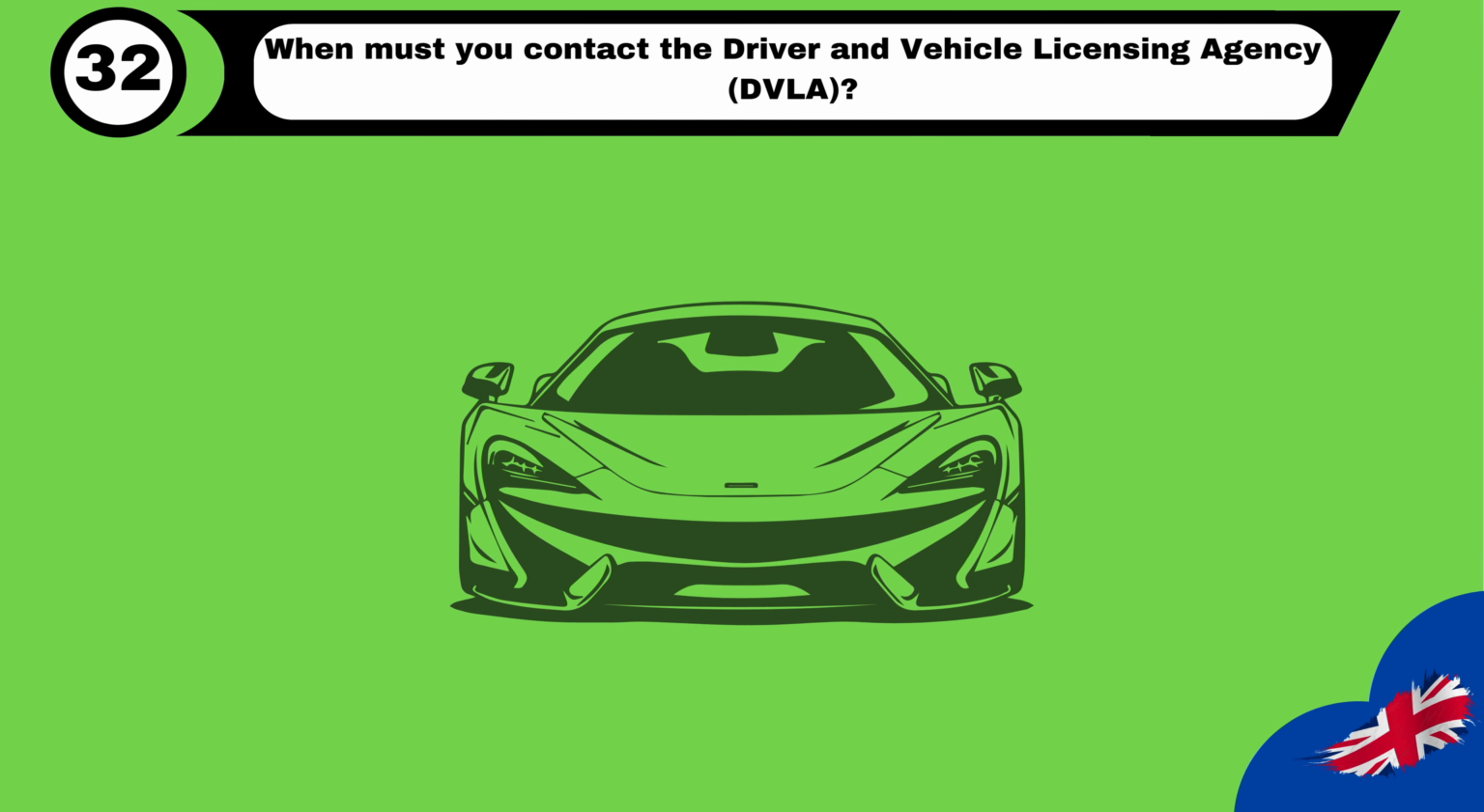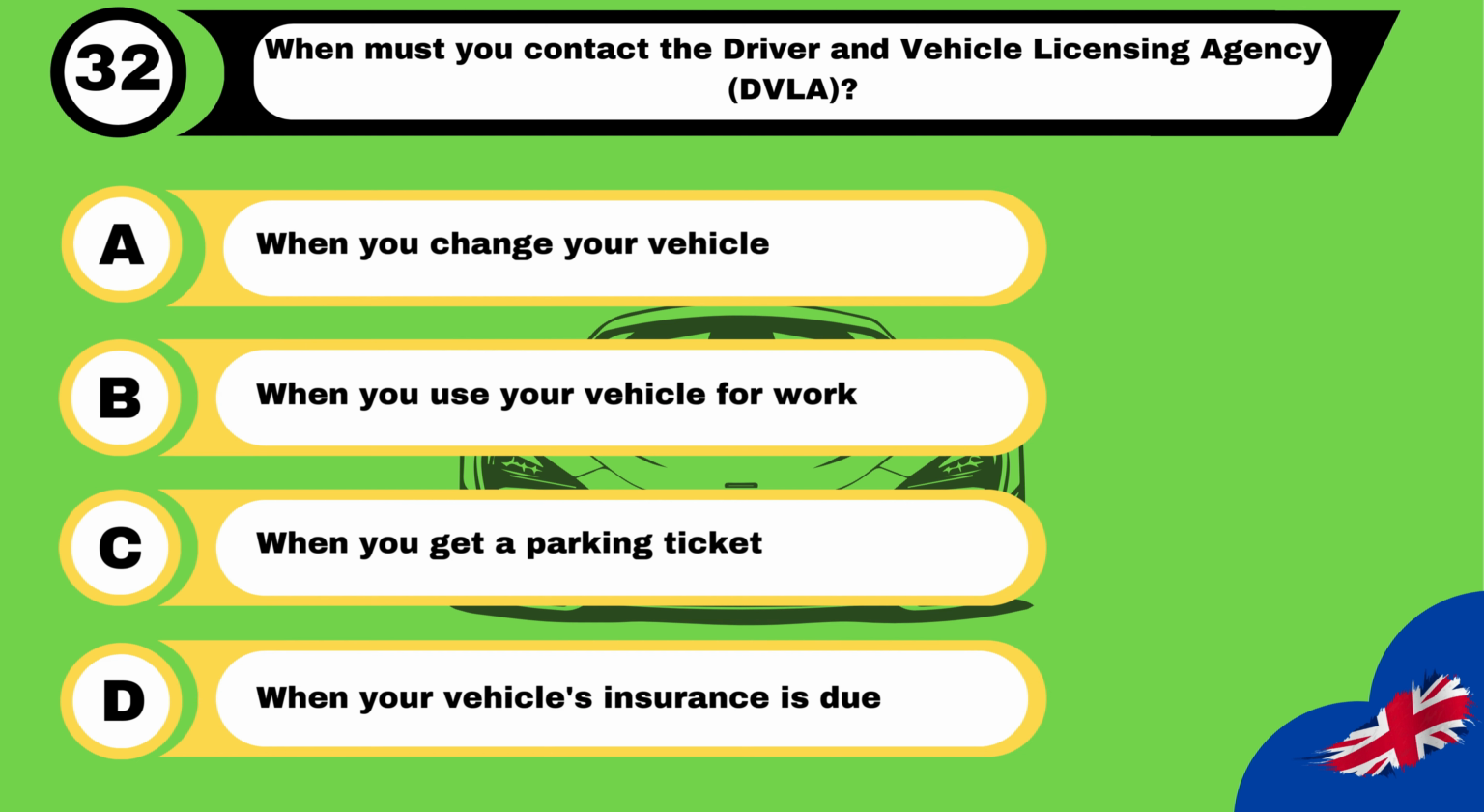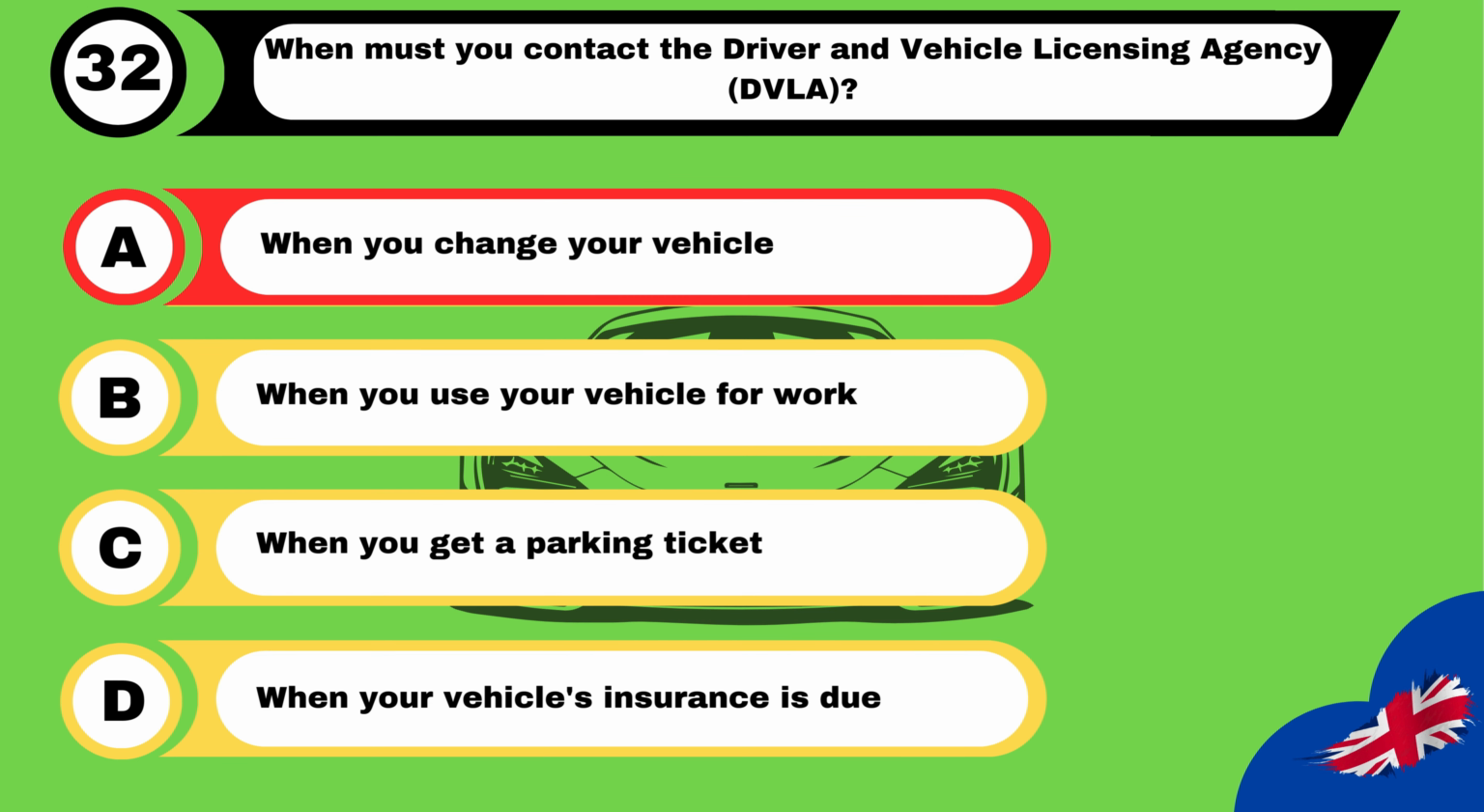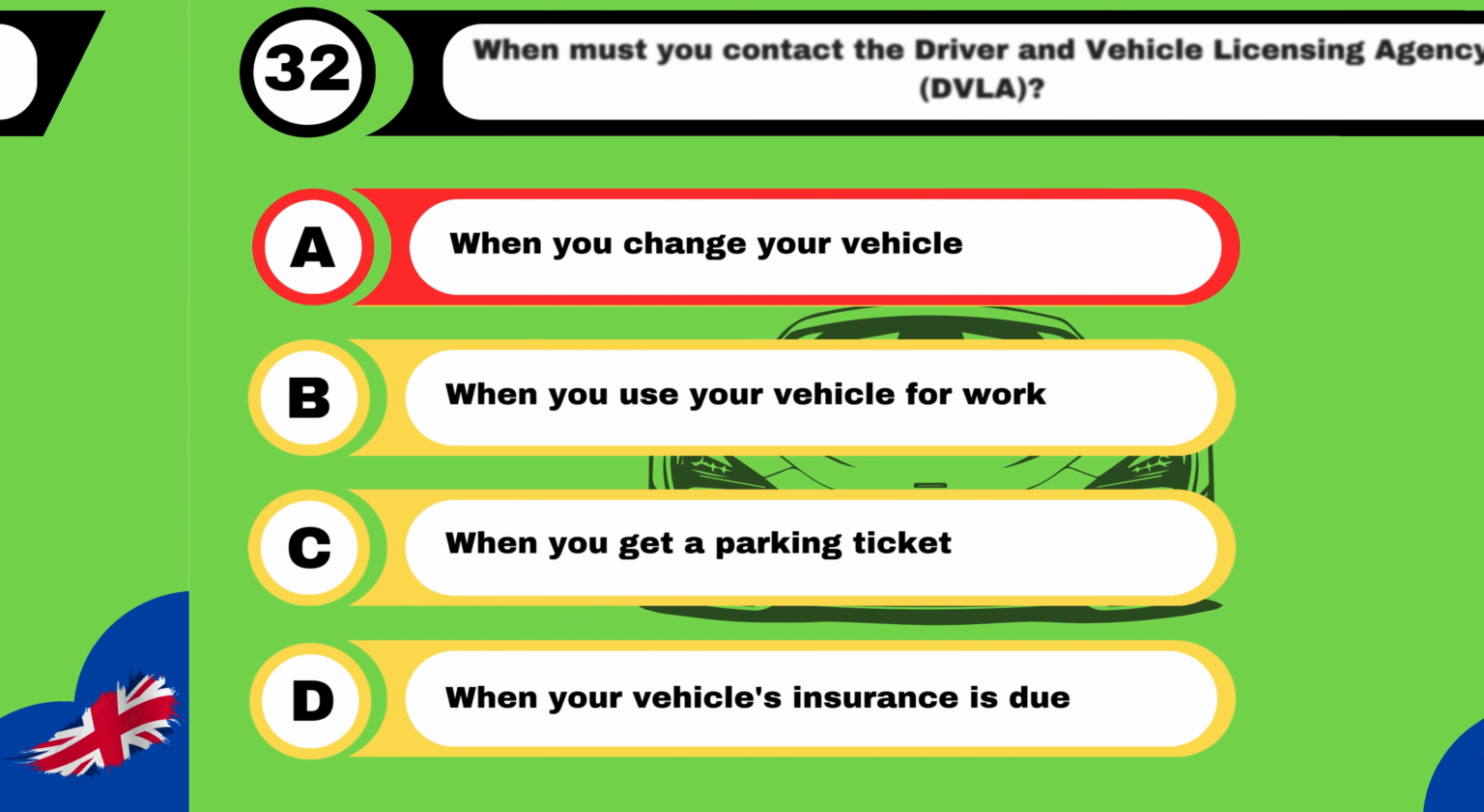Question 32. When must you contact the Driver and Vehicle Licensing Agency, DVLA? A. When you change your vehicle. B. When you use your vehicle for work. C. When you get a parking ticket. D. When your vehicle's insurance is due. The answer is A. When you change your vehicle.